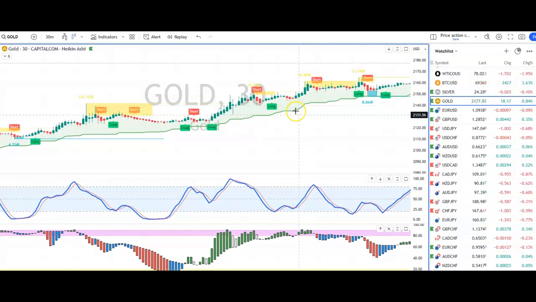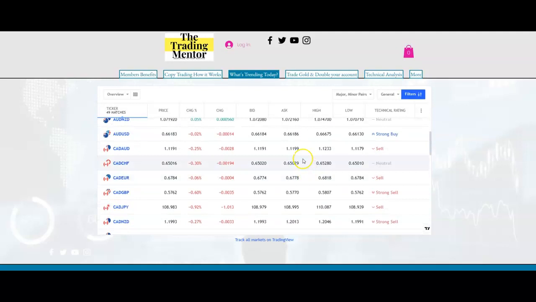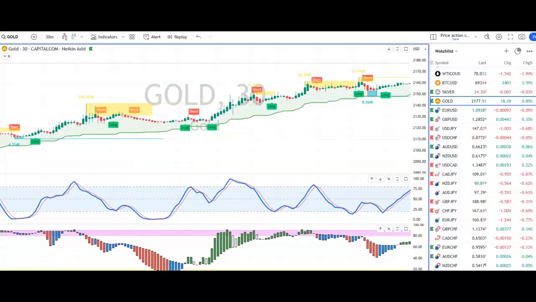Now, the other thing you can do, of course, is go to the website and you can see where the strong trends are. If you're not quite sure, Aussie USD is a strong buy, has been for a few days. We'll cover that one as well in the next few minutes. So let's get to it.